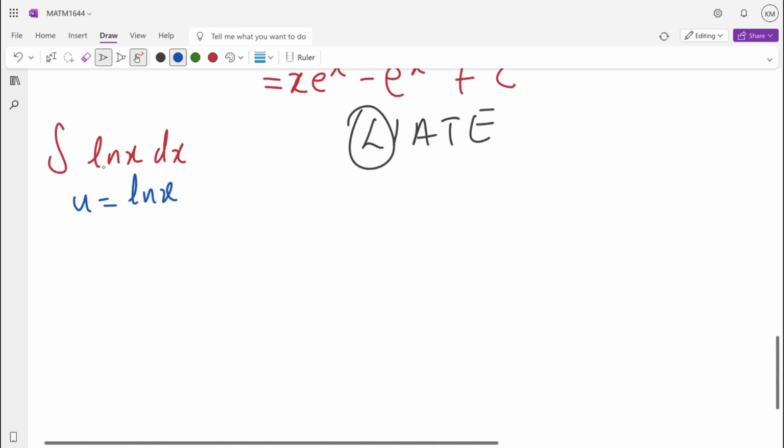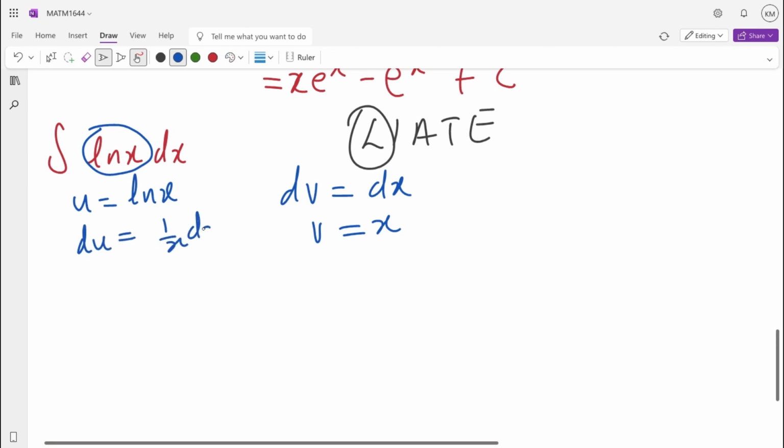If we pick u as ln x, what is going to remain there? We already chose this, so what is remaining is just dx. That will be our dv. So dv equals dx, and if we integrate this one, we get that v equals x. Then we need the derivative for u. If we take the derivative, we will get 1 all over x dx, just like that.